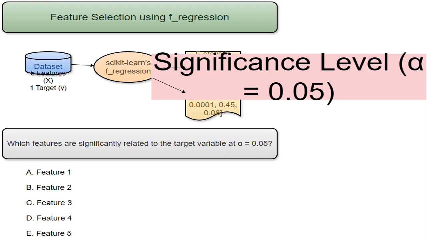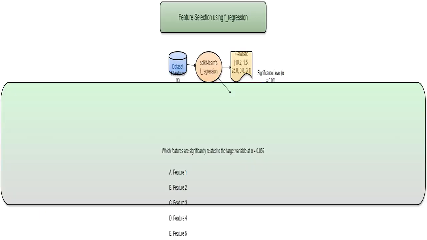Feature 1's p-value is 0.002, which is less than 0.05. Therefore, I conclude that there is a significant relationship between feature 1 and the target. Feature 2's p-value is 0.21, which is greater than 0.05. I would conclude that there is not a significant relationship between feature 2 and the target.